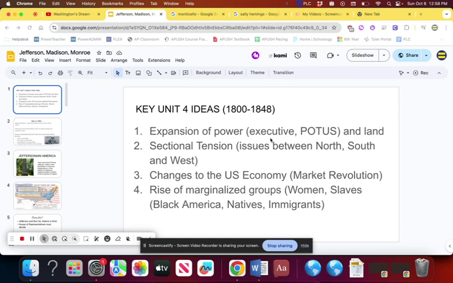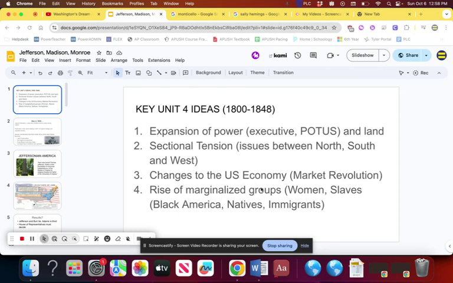So those issues between the North and the South and a little bit of the West are really going to come out because the U.S. is going to expand territory. The question is going to be, this new territory, should it be slave or should it be free? We also see changes to the U.S. economy and the market revolution. We're going to do a whole poster activity on that.